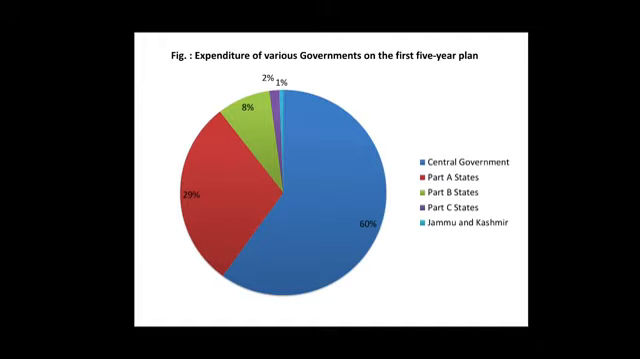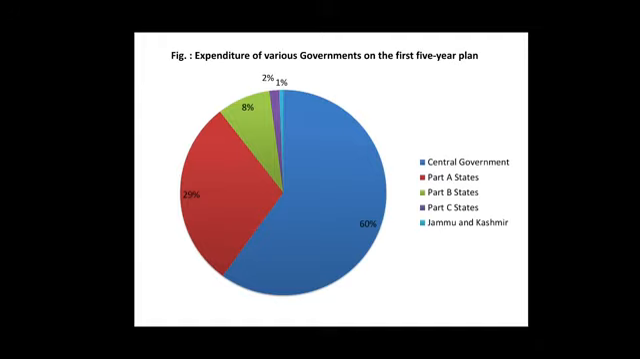From this second line, an angle of 106.2 degrees would be marked, and a third line would be drawn forming the second sector, representing the expenditure of Part A states, which is approximately 29%. In this way, other sectors would also be drawn as shown in this figure.